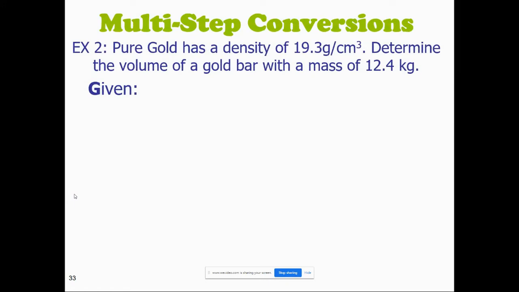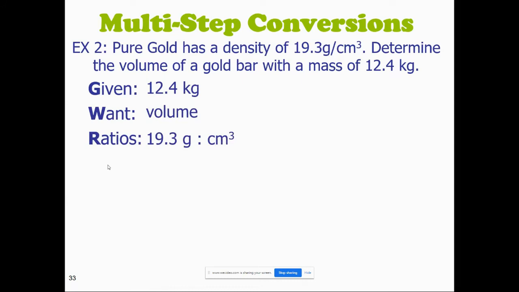Okay, let's try another one. Pure gold has a density of 19.3 grams per centimeter cubed. Okay, look, that's got 2 units. That's going to be one of your ratios at least. Determine the volume of a gold bar. Volume means centimeter cubed is a volume. Determine the volume of a gold bar that has a mass of 12.4 kilograms. So what's given to us is 12.4 kilograms. What do we want? We want volume. So in other words, we want centimeter cubed. Do we have any ratios? Well, we have 19.3 grams per centimeter cubed.